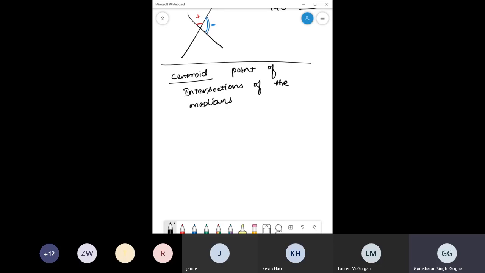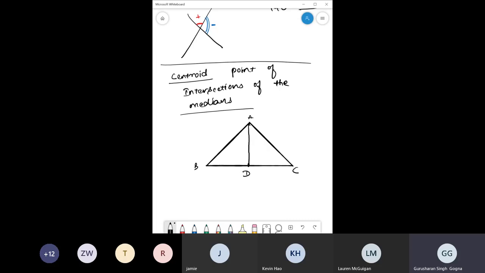Point of intersection of the medians. Now what do you mean by medians? So if you draw a triangle, let's say ABC. So let's say D is the midpoint of BC. So if you connect the midpoint of BC to the opposite vertex, which is A, this is your first median.